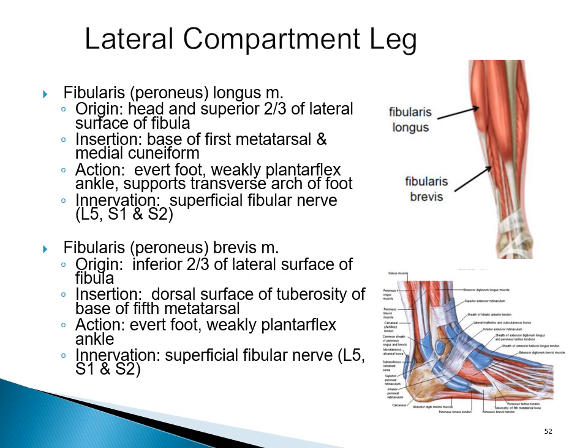Fibularis brevis muscle, sometimes called peroneus brevis muscle, its insertion is the base of the fifth metatarsal. Its action is to evert the foot. Its innervation is the fibular nerve, L5, S1, and S2.